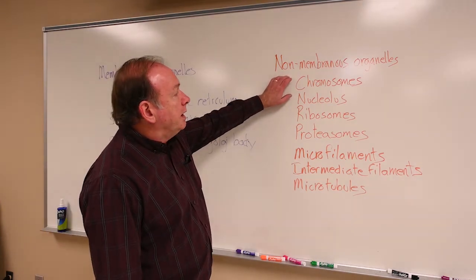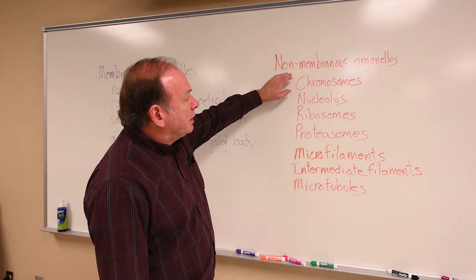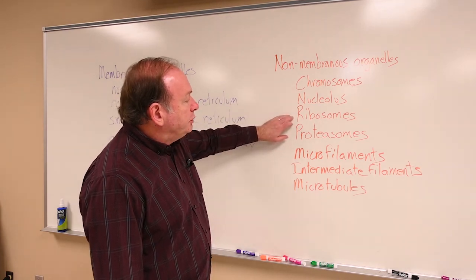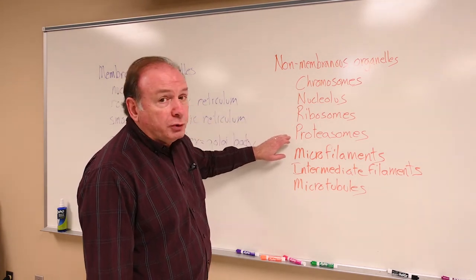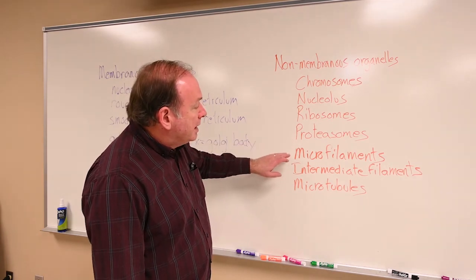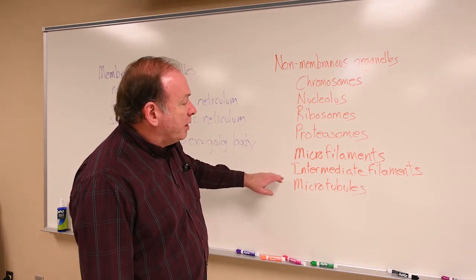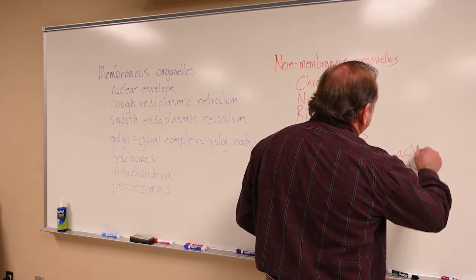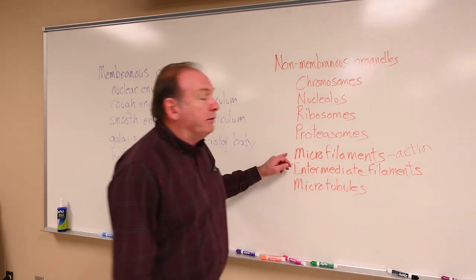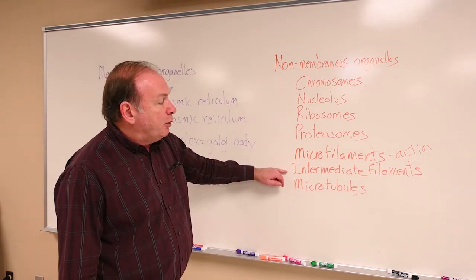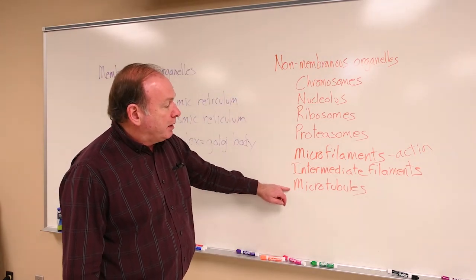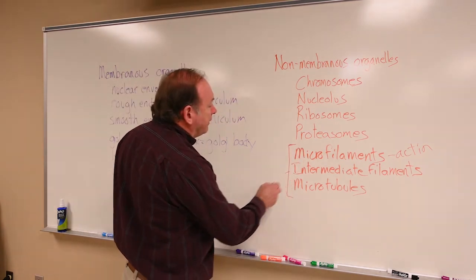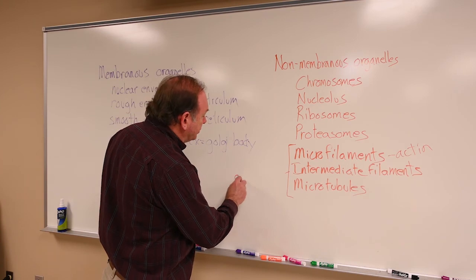Among the non-membranous organelles of the cell we're going to include chromosomes here and the nucleolus, ribosomes, proteasomes, which many people are not familiar with at all, and microfilaments, which we know to be actin. It's the only kind of protein involved in the formation of microfilaments. Intermediate filaments and microtubules. These last three here are all involved in forming something we know as the cytoskeleton.